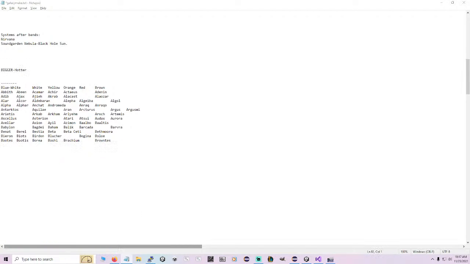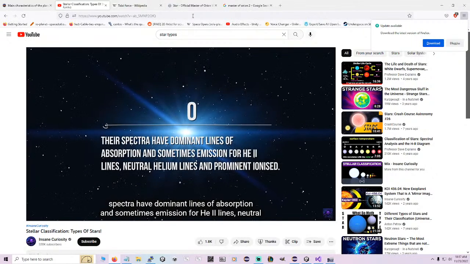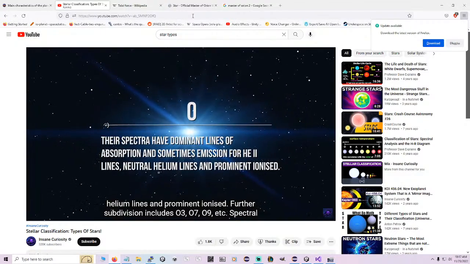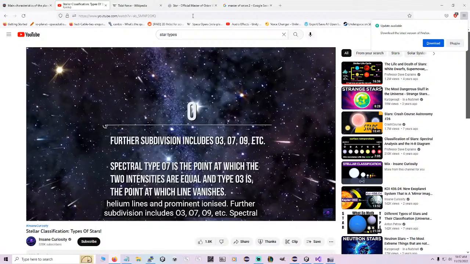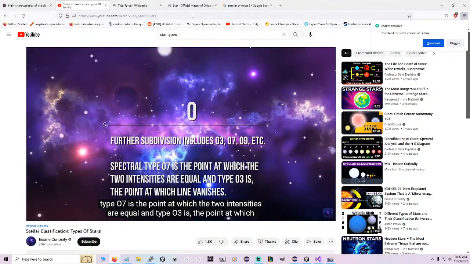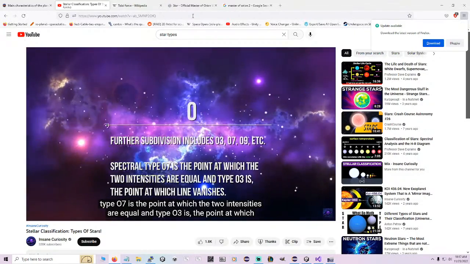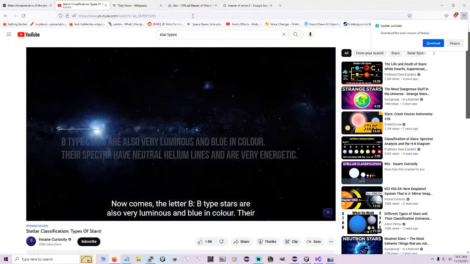Their spectra have dominant lines of absorption and sometimes emission for He2 lines, neutral helium lines, and prominent ionized lines. Further subdivision includes O3, O7, O9, etc. Spectral type O7 is the point at which the two intensities are equal, and type O3 is the point at which the line vanishes. Now comes the letter B.